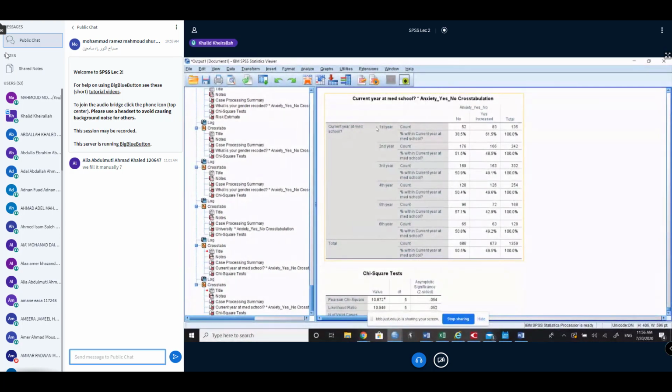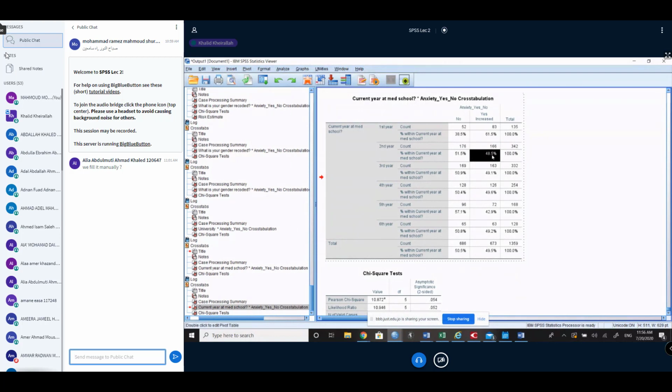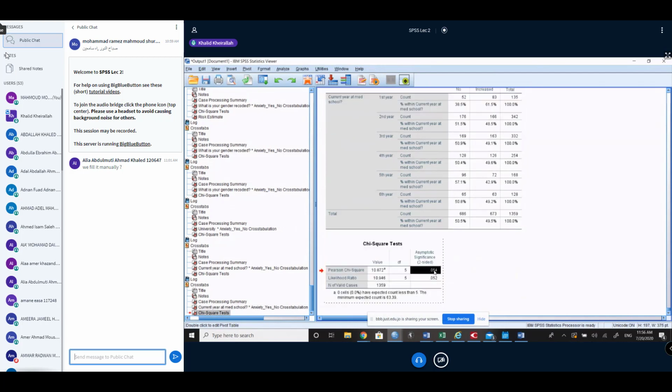So for those at the first year, the percent is 61 anxiety level. Second year, anxiety level is almost 50%, 48%. Third year is 49%. Fourth year is 49%. Fifth year, 52%. Sixth year is 49%. There's no trend. You see first year is higher, but the numbers are really low here. So this relationship was not statistically significant. There was no relationship between anxiety level and year of study. Year of study is first year, second year, third year, fourth, and fifth, and sixth.